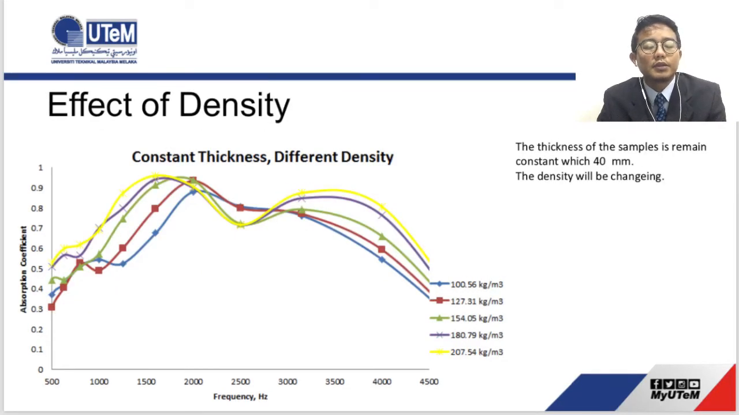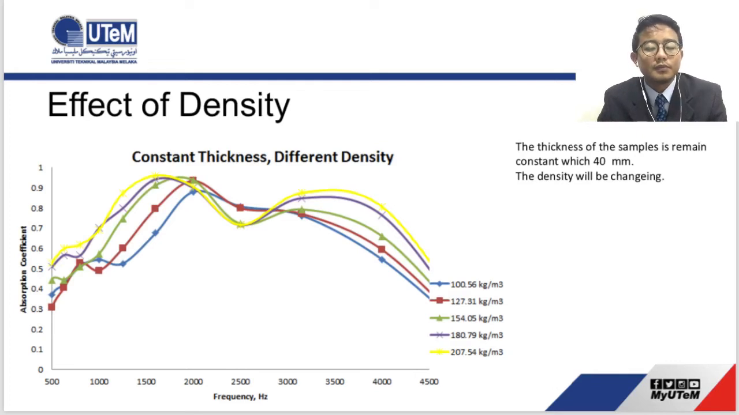Next is the effect of density. In the effect of density, the thickness of the sample remains the same at 40 mm, and the density changes. The 40 mm sample is chosen because the sample is not too good and not too bad.